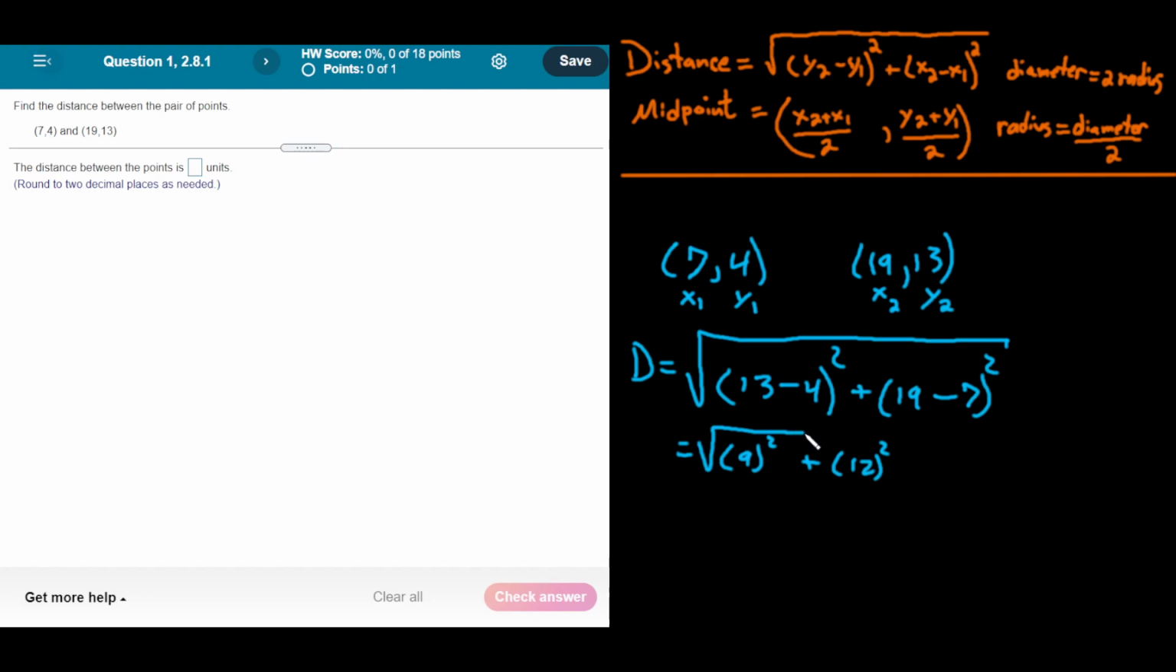And remember, we're still taking the square root. 9 squared is 81. 12 squared is 144. We're going to add those together. And when you add them together, let's see, we get a 5 in the back, we get a 12, carry the 1, we get a 2. And now we have the square root of 225. And the square root of 225 is going to give you a 15.